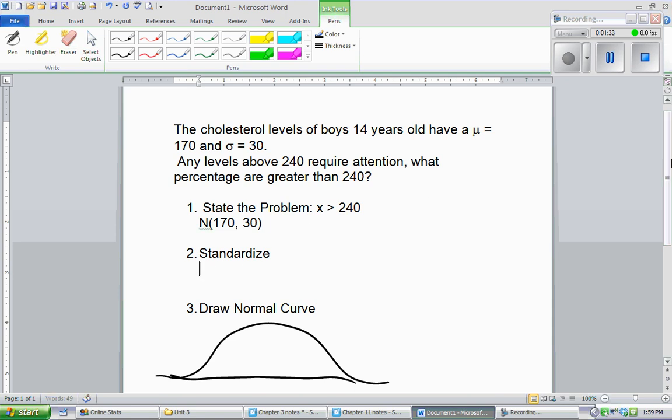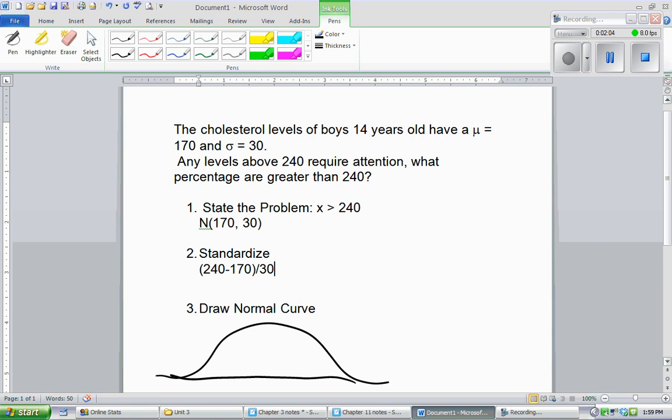So let's go to our standardize step. And you'll want to do all 4 steps when you're doing these problems. To standardize, we're going to use our formula: x minus mean divided by standard deviation. Our x is going to be our 240. That's the number they give us that we're comparing to. We're going to subtract our mean, which is 170. That's what we're given in the problem. And we're going to divide by our standard deviation of 30. So x minus our mean divided by our standard deviation.